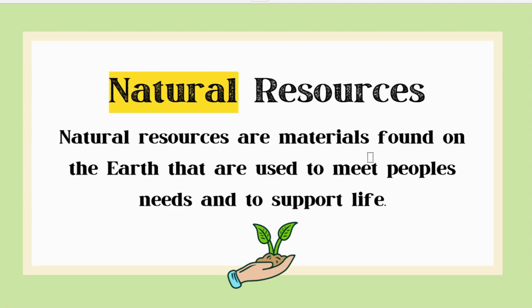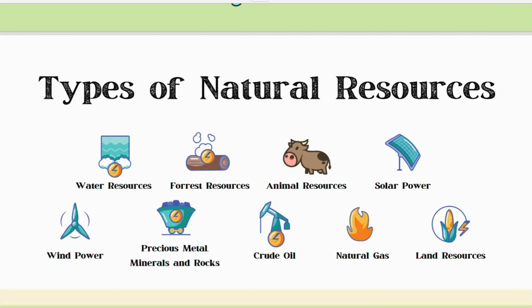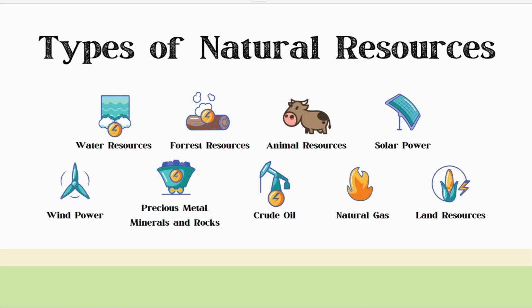So let us see the different types of natural resources. Now, let us see the types: water, forest, animal resources, solar power, wind power, precious metals, minerals and rocks, crude oil, natural gas, land resources. There are n number of natural resources, but these are a few main ones which we use in our everyday life. So let us talk about how each of these examples is actually a natural resource.